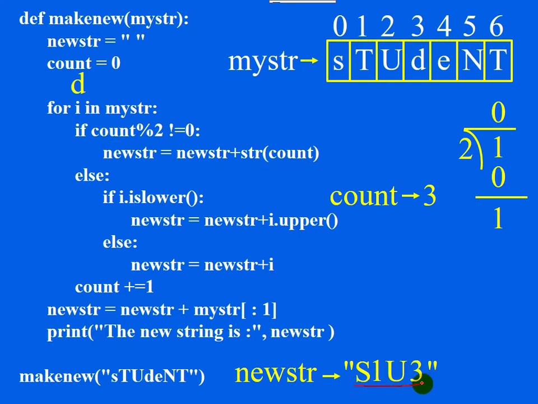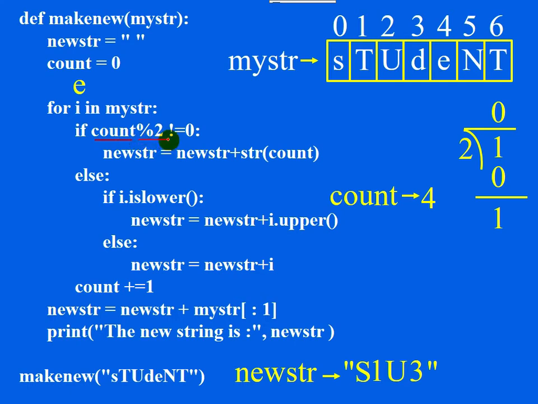Okay, it is S1U3. Now after executing this, where does the control go? The control comes here. Count plus equal to 1, count is equal to count plus 1, so this is incremented by 1. 3 becomes 4. Now here i takes the next character in the string. What's the next character in the string? That is E. Again, what does count contain?